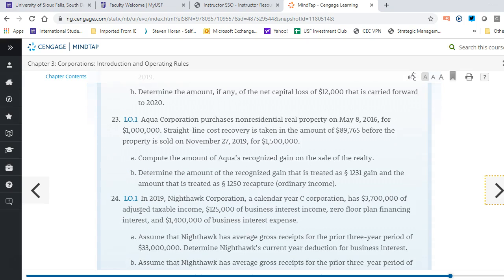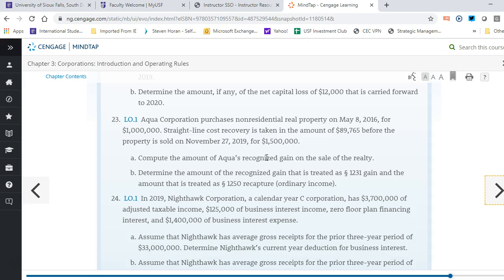And for question 23, Aqua Corporation purchases non-residential real property in May of 16 for $1 million. Straight line cost recovery is taken in the amount of $89,765 before the property is sold on November 27, 19 for $1.5 million. Part A: compute the amount of Aqua's recognized gain on the sale of the property.